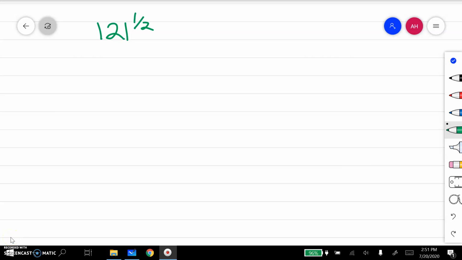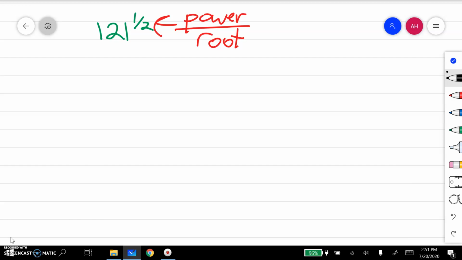Alright, guys, we've got a couple of these I'm going to show you that we write in radical notation. So first of all, what you need to remember is that this fraction tells you the power over the root. Okay, so what I know from this is that this 2 tells me it's a square root. Now we're not going to put a 2 because it's understood for a square root, but if we were going to put it, it would go right there.